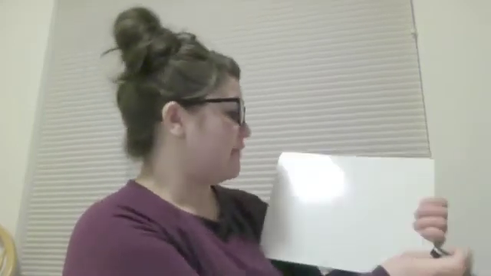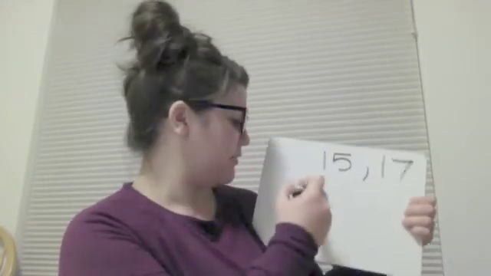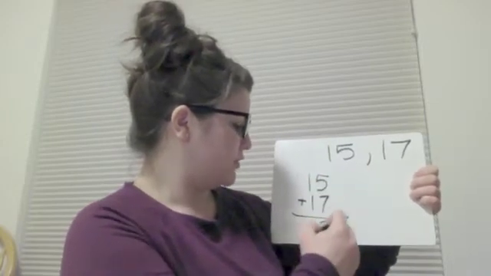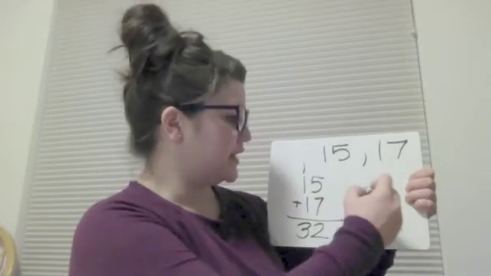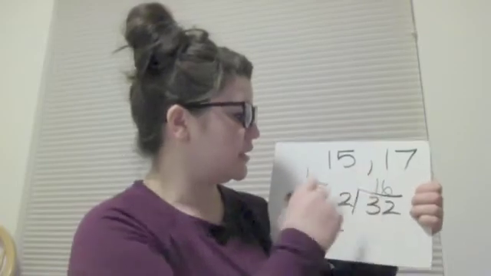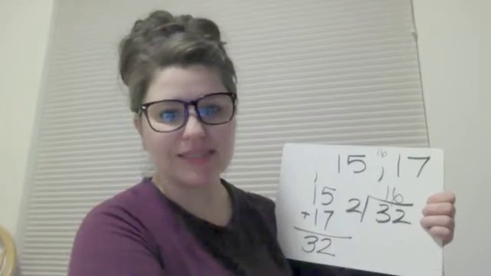If I only have 2 numbers, which you guys will be using, say I have 15 and I have 17, okay? I'm going to add those 2 numbers together, 15 plus 17. First, I'm going to stack them. 7 plus 5 is 12, 32, and then I take 32 divided by 2, which is 16, and I get this middle number. So the average of 15 and 17 is 16.